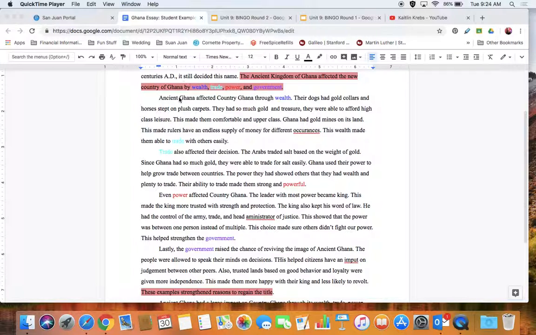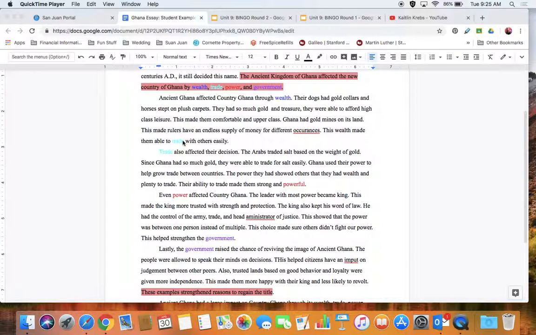The last sentence has to summarize, but this student takes it a bit further. Not only do they summarize the main points of the paragraph, they actually transition to the next topic. You can see trade here is highlighted both times. This wealth made them able to trade with others easily. Okay, why is the wealth important?